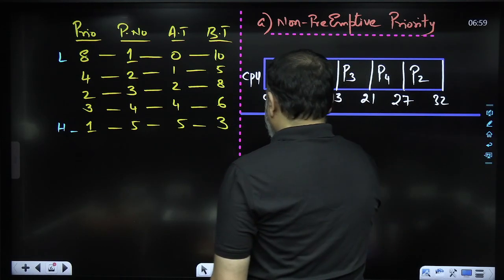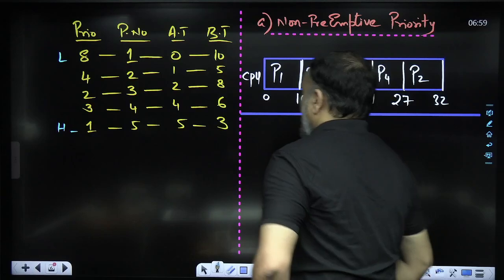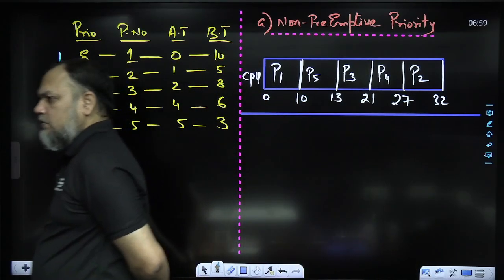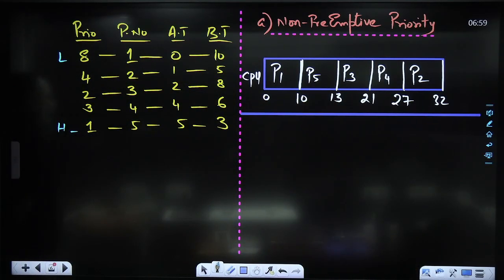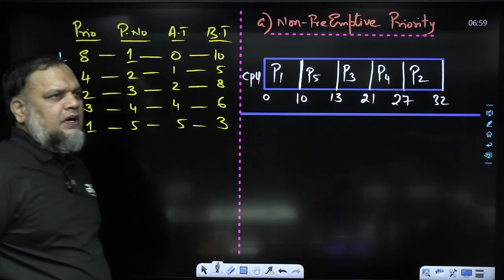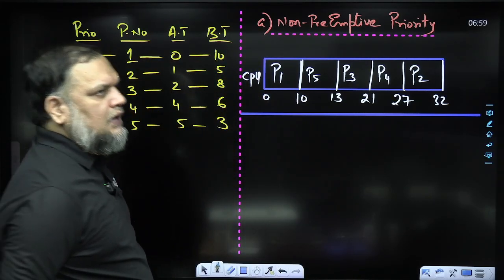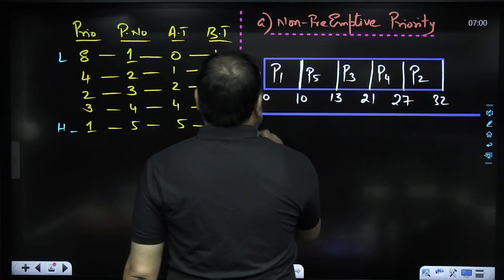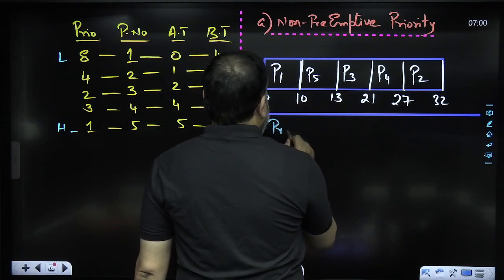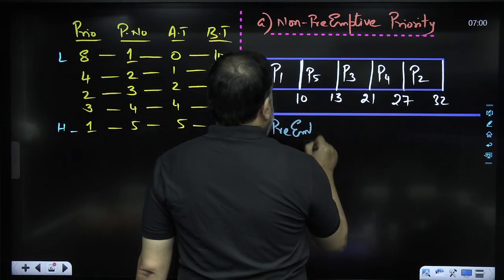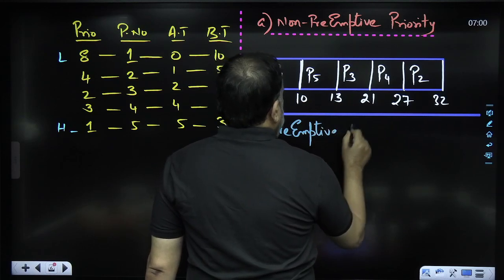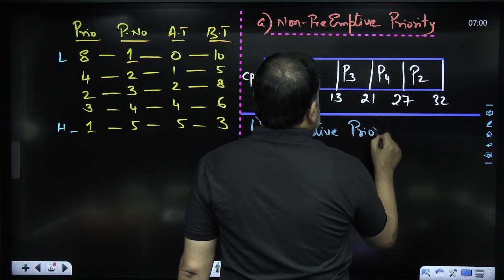Once you draw this Gantt chart, you can compute average turnaround time, average waiting time, whichever performance metric you desire. You can always make a computation of it. Okay. So now the question is, how does this algorithm work in preemptive mode? Same data set in preemptive mode. Preemptive priority based.